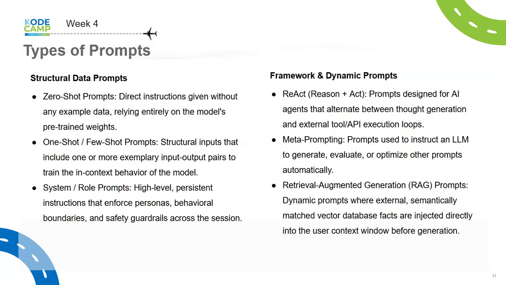Then we have the system or rule prompts, which are the ones that we have kind of talked about, high level persistent instructions that enforce personas. That's the system prompt basically. The system prompt is the one that is always persistent, while the rule prompt is the one that comes at each point. And you can specify you are this or you are that. It gives it the personas, and it gives it the behavioral boundaries and safety guardrails.